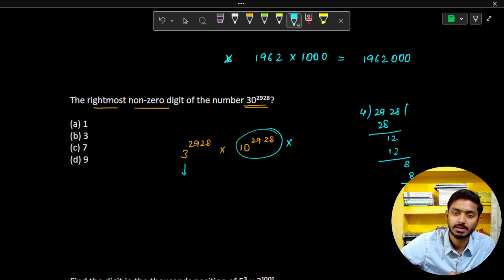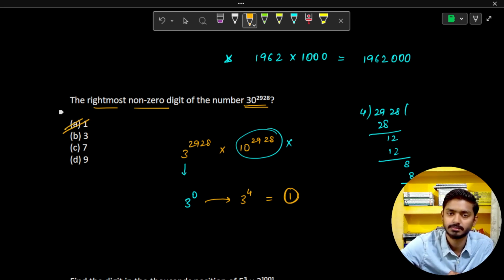So we'll say that 3 to the power 0 is over there because the remainder is 0. But we know that we cannot say that. We'll have to change this 3 to the power 0 to 3 to the power 4, and 3 to the power 4 ends with 1 as a unit digit. So option A would be correct.